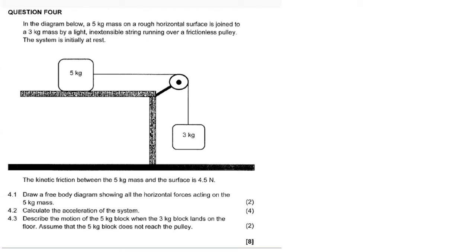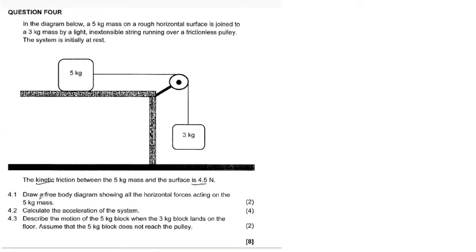So we can see that we are given this diagram here, and just below the diagram, we can see a very important statement. The kinetic friction between the 5 kg mass and the surface is 4.5 Newton. So this is suggesting that the system is no longer at rest. Remember, we can only experience kinetic friction when the system now starts to accelerate, right? So that means the blocks are now moving, and therefore we experience that kinetic friction.